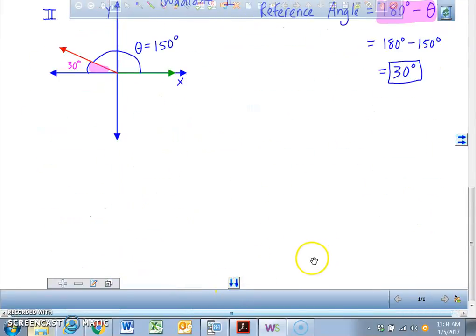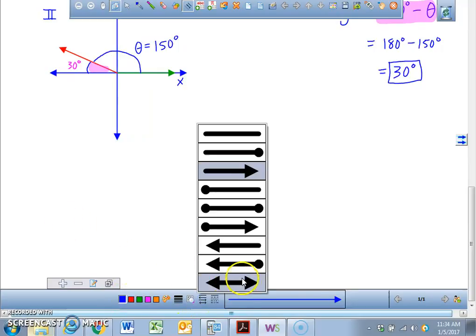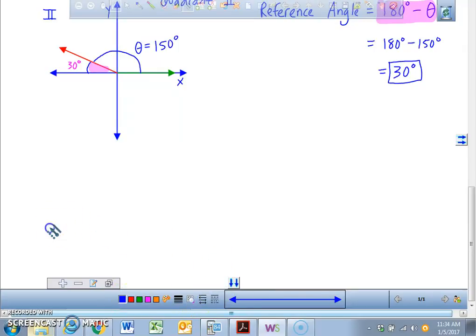Will you be given that? Yes, you'll be given a certain amount of degrees that you have to rotate, either clockwise or counterclockwise. Right now we're showing you the rules for reference angles. Now, what do you think I'm going to do next? Quadrant 3, maybe. That's right, quadrant 3. Here we go.